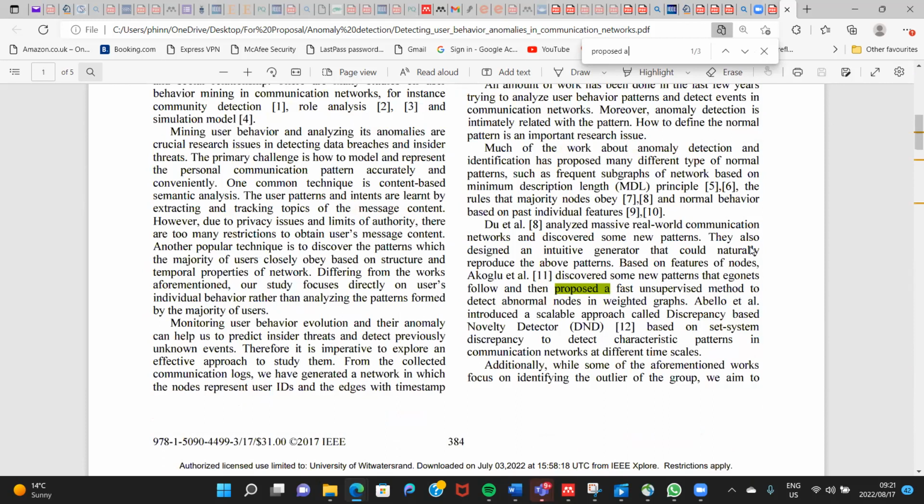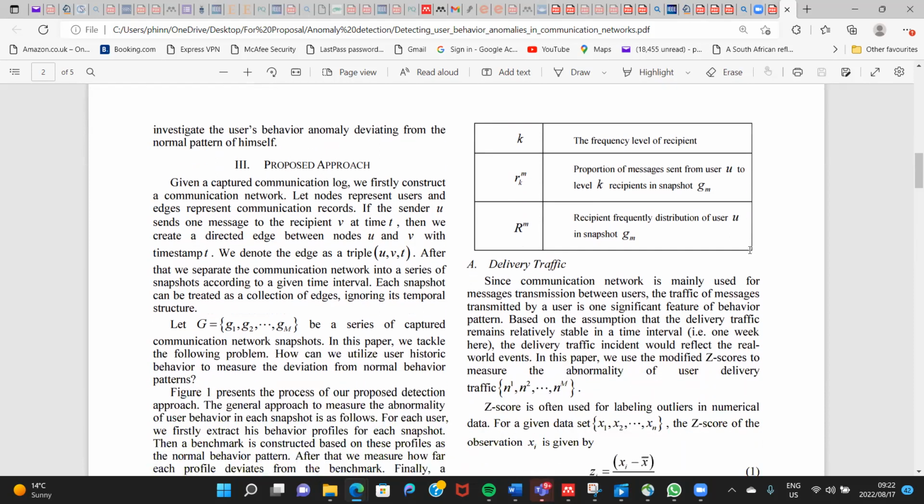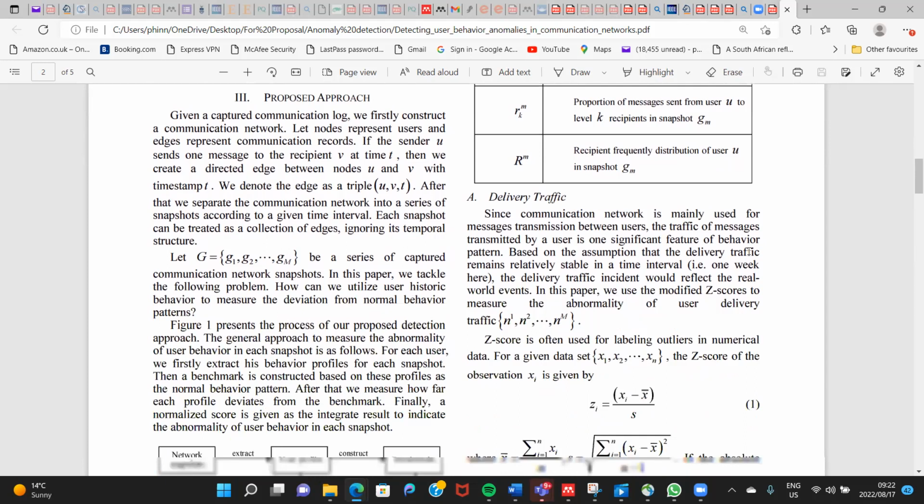Can you see it? No. Aha, proposal. It said, given a captured communication log, we first construct a communication network. Let nodes represent users and edges represent communication records. If the sender sends one message to the recipient at a given time, we denote this, and we separate the operation and all that. Let's go up. I just want to see, no, let's go up, not down. Up, right.